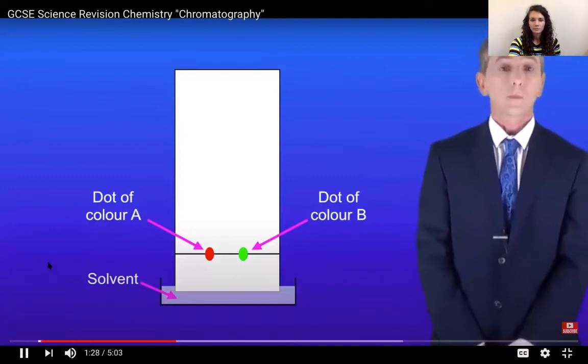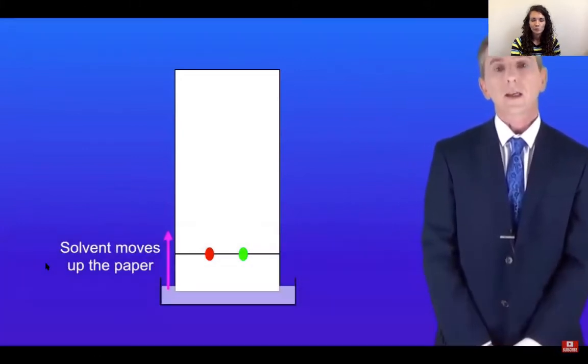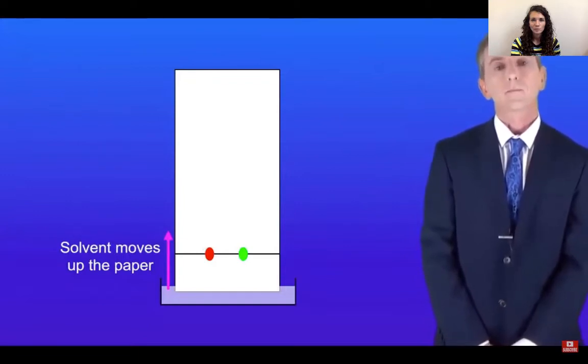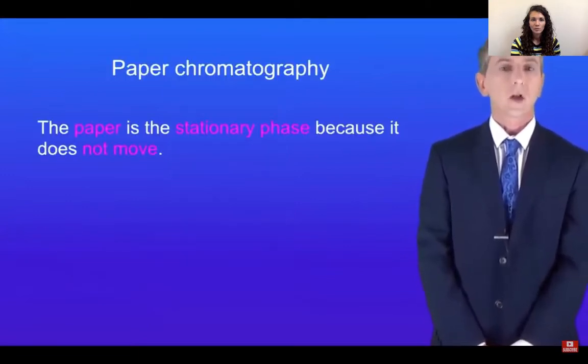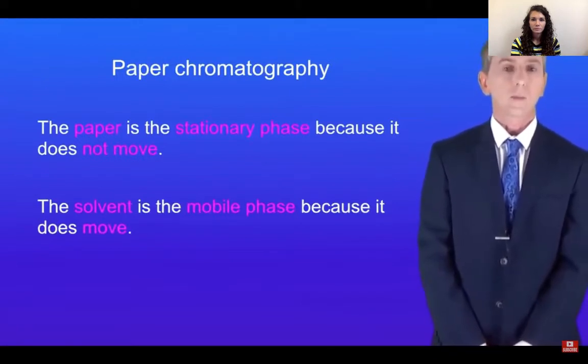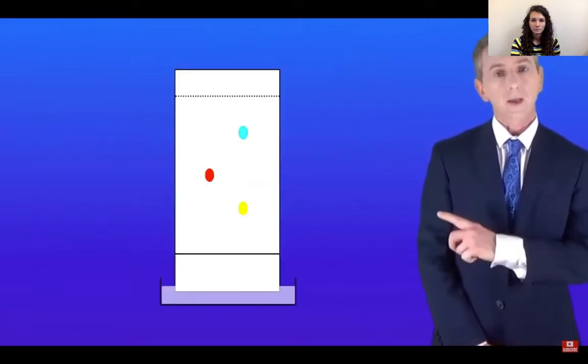Now here's the really important part. The solvent now makes its way up the paper and it dissolves the ink in the two coloured dots, and these are now carried up the paper as well. Now here are a couple of facts that you need to learn. We call the paper the stationary phase because that does not move. And we call the solvent the mobile phase, and that's because the solvent moves. So after a while, the paper could look like this.